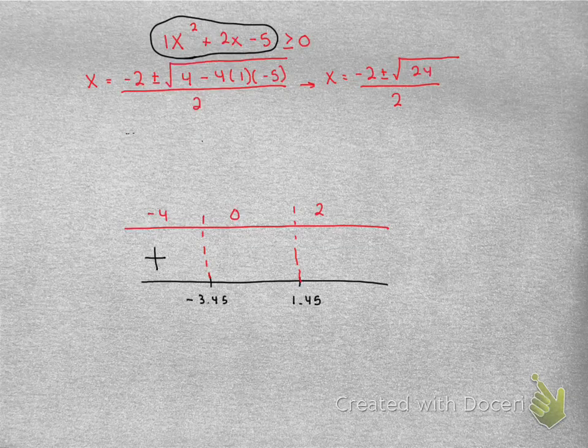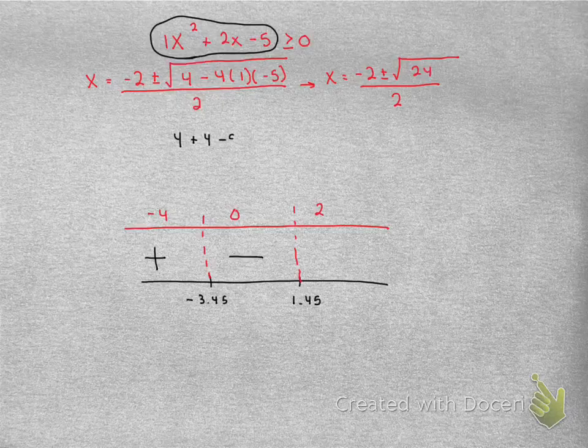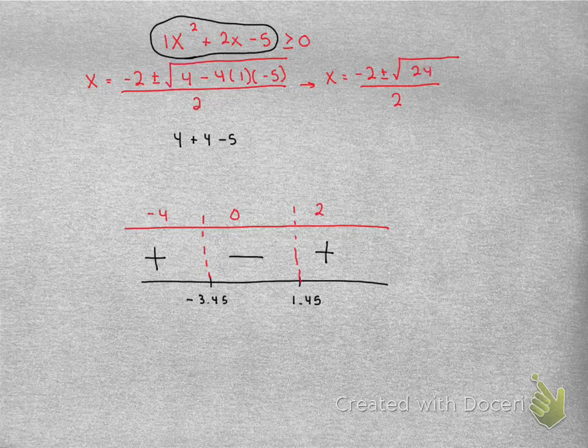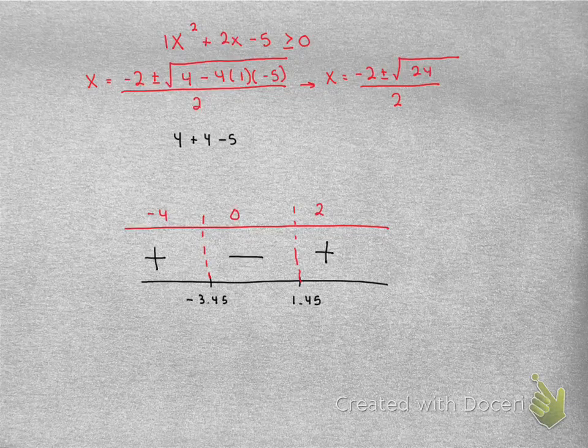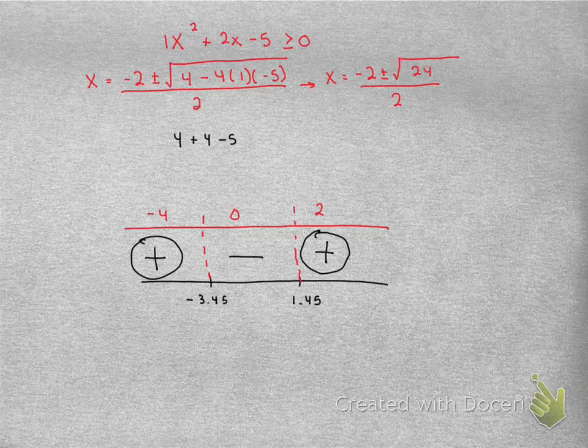So we'll do the same thing with the 0. If you plug in zeros for all the x's, you get a negative 5. Then we're going to plug a 2 in. 2 squared is 4, plus 2 times 2 is 4, minus 5, which is also a positive 3. Okay, so going back to our inequality symbol, we are looking for the regions in our table that have a plus because of the greater than or equal to. So that's this area here and that area there.